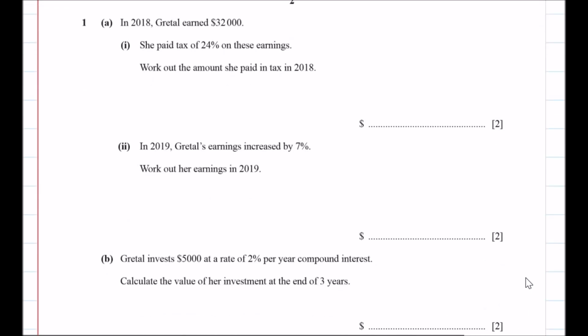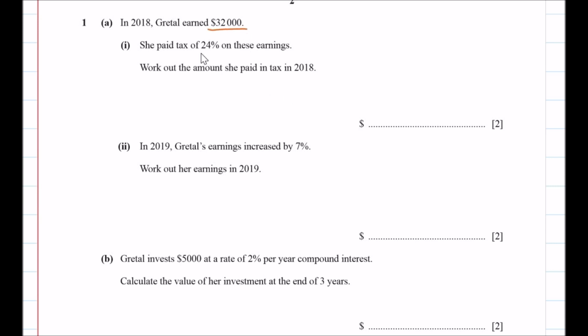Question number 1. A. In 2018, Gretal earned $32,000. She paid tax of 24% on these earnings. Work out the amount she paid in tax in 2018. So we have to calculate the tax paid, right? And how much is the tax calculated? 24% of $32,000.